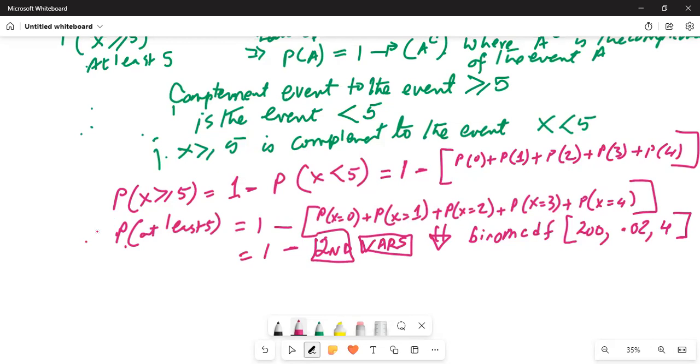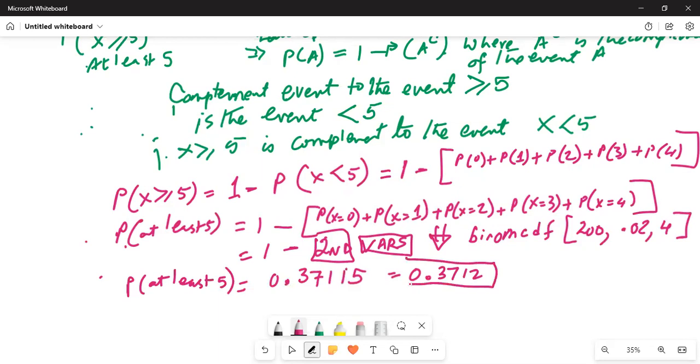And the answer for probability at least 5 is equal to 0.371115 or 0.3712. So quite high probability of finding at least 5, that is minimum 5 and above, defective pens.